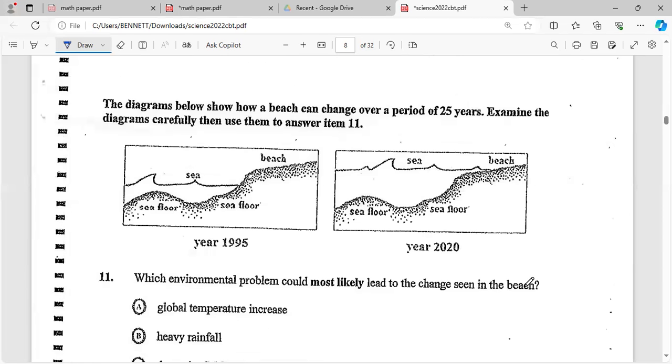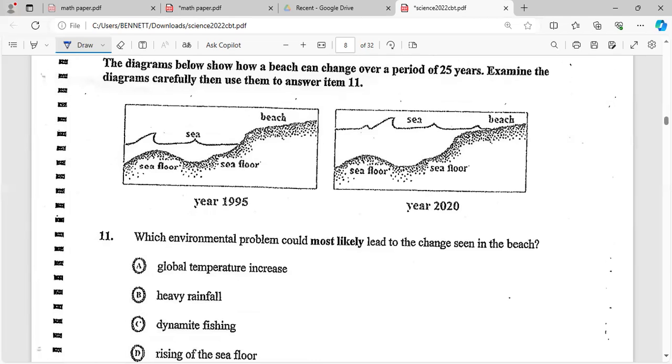The diagram below shows how a beach can change over a period of 25 years. So examine the diagram carefully, then use it to answer item 11. Which environmental problem could most likely lead to the change seen on the beach? A, global temperature increases. B, heavy rainfall. C, dynamite fishing. Or D, the rising sea level.